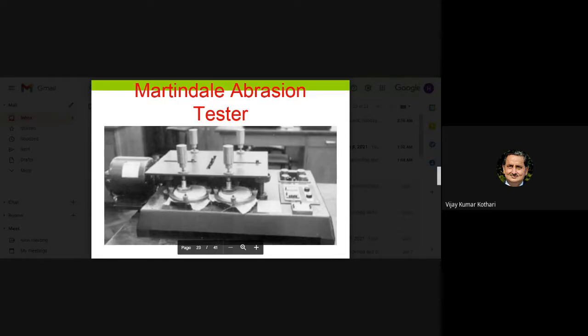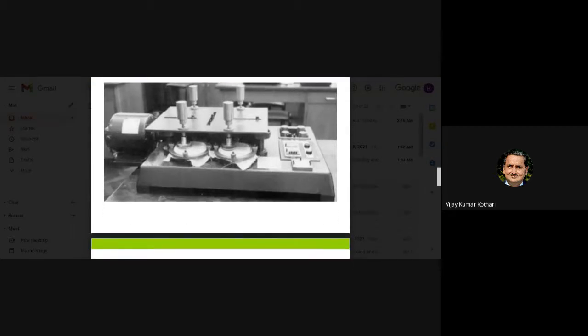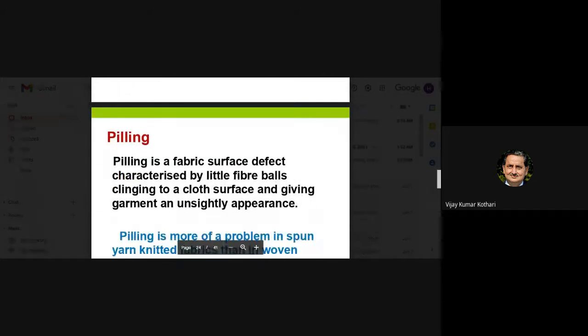This particular figure shows one of the ways in which abrasion can be measured. If you have fabrics which are rubbed against abrading surfaces, then after a particular number of cycles, either you could form a hole, or you could stop to look at the fabric and see what type of changes have occurred, whether you have thickness loss, weight loss, loss in strength, or loss in the appearance of the fabric, which could be the endpoint of an abrasion test.